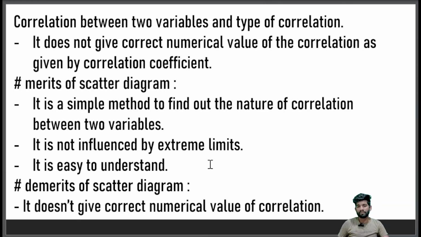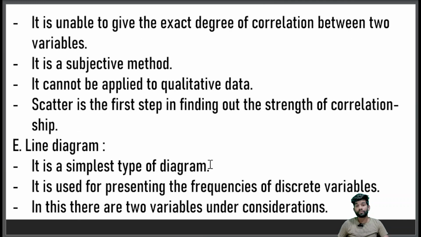Demerits of scatter diagram: it doesn't give a correct numerical value of correlation. It is unable to give the exact degree of correlation between two variables. It is a subjective method. It cannot be applied to qualitative data. Scatter diagram is the first step in finding out the strength of correlation.